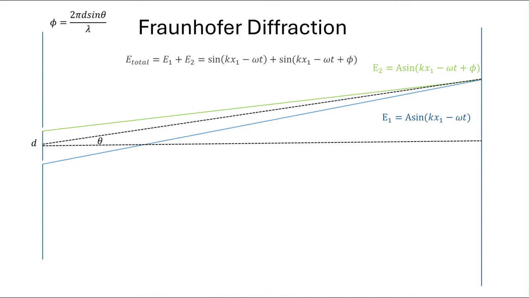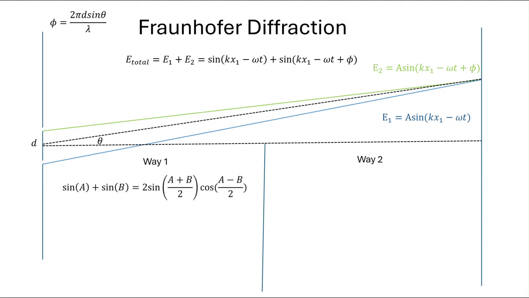Well, we've got two electric fields. We add them together. And now the question is, how do you add two sine functions that don't look alike? Well, there are two ways to do it, and I'll show you both ways. Here's way one, which you're probably more comfortable with. Way one is you use a trig identity. Sine A plus sine B is this thing, and if I plug and chug, eventually I'll end up with something that looks like this.